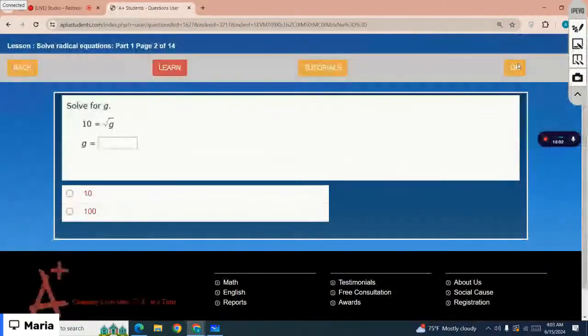Solve, which is the correct option. You have to do the same thing, just calculate the square of both sides. Yes, that is g equals 100. Option number 2 is the correct option.